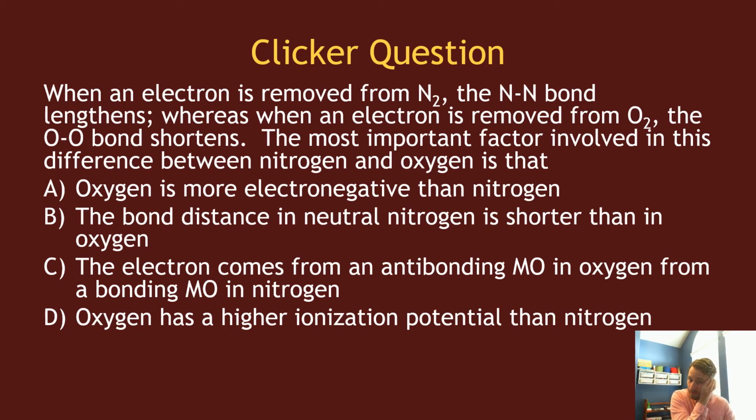So next example here. If I remove an electron from N2, the nitrogen bond lengthens, whereas if I remove an electron from O2, the oxygen-oxygen bond shortens. And the reason for this difference is what? Again, we're going to answer this question by drawing out the molecular orbital diagrams.